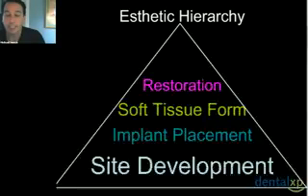And if you look at this triangle, which is the aesthetic hierarchy, at the base of this triangle is what we call site development. That occurs during extractions, it occurs at the time of bone grafting, it can occur at the time of implant placement with bone grafting, and that's where we have most control. As we move up the pyramid, the second aspect is implant placement. Implant placement, we have less control, but more control than we do in terms of the restoration.